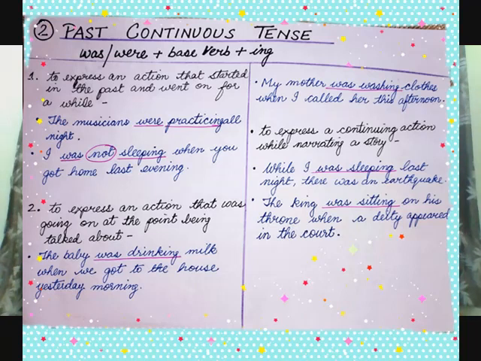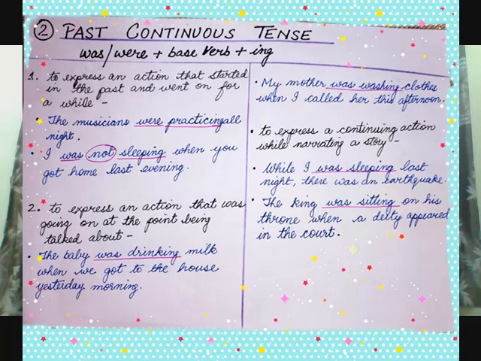Now, what is the first usage? To express an action that started in the past and went on for a while. Like here you see the first example says, the musicians were practicing all night. Because it is musicians, we have used were. Practice plus ing is showing you past continuous tense, and this activity happened all night.